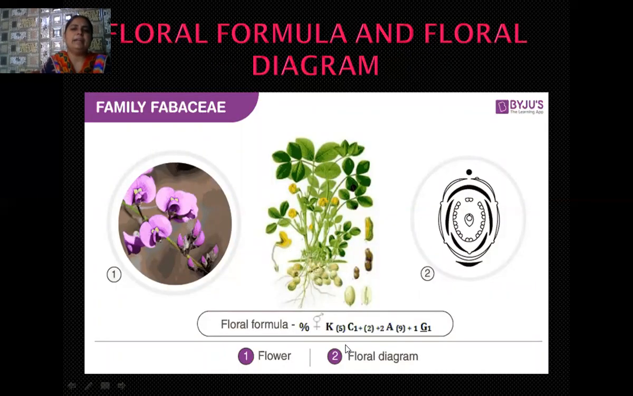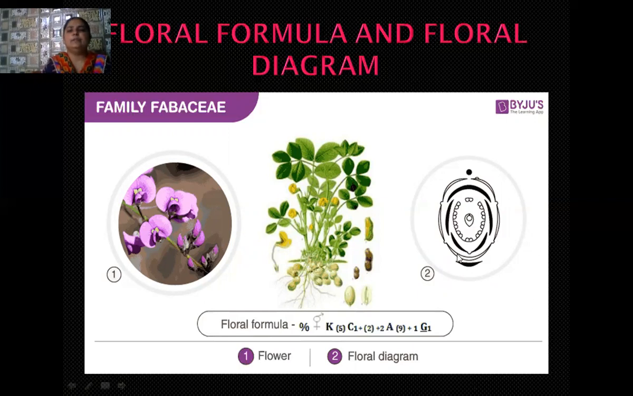So see the floral diagram here. This is the flower of the pea plant, and this is the floral formula. Zygomorphic flower is there. Then hermaphrodite, bisexual flower, calyx. How many sepals are there? 5. Corolla, 1 plus 2 plus 2. So 1 here is standard and 2 here are lateral wings, and 2 are keels which are attached with each other. And gynoecium monocarpellary condition is there. So ovary is one ovary, and hypogynous flower is there, and ovary is superior.